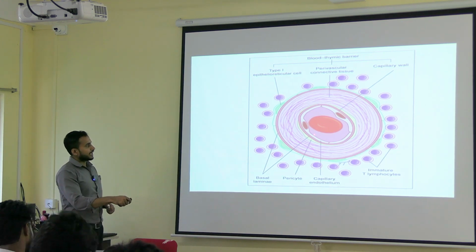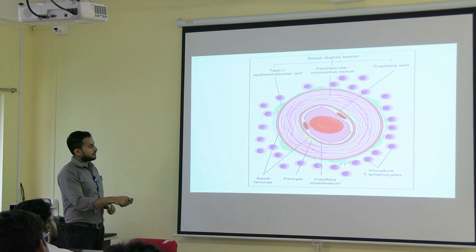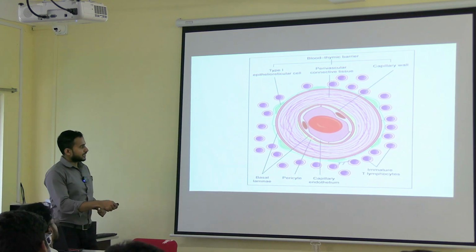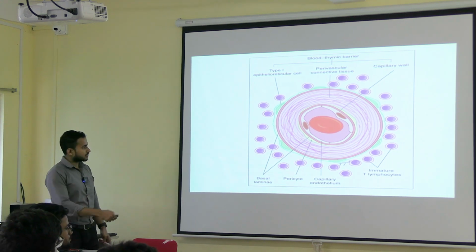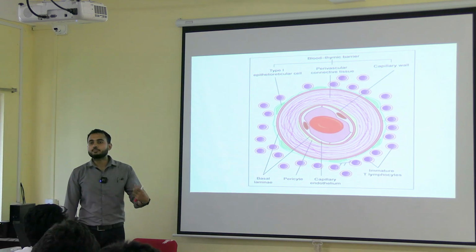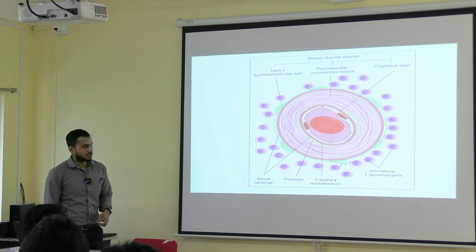The capillary wall has endothelium. This is the capillary endothelium. Now this is the basement membrane of the capillary endothelium. After that, a special type of cells are present. These are called pericytes. Okay, look, these are called pericytes, which will control the flow of blood through the capillary bed. That's why pericyte cells are present.